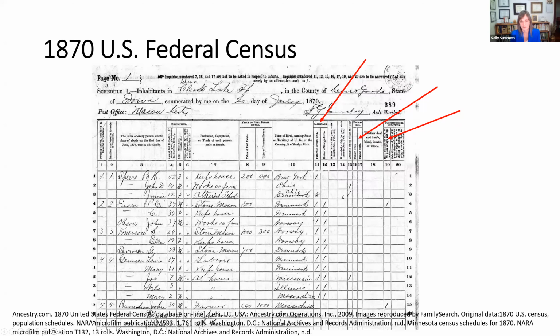Then we have other households, and we can see this is in an area where we have some people who were born in Denmark and Norway, and then later we have some who were born within the United States. Again, pay attention to the date at the top. This one, it was the 20th day of July, 1870.